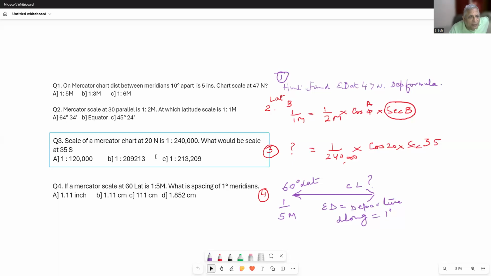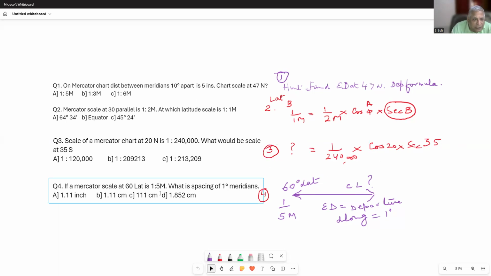Question number 3, the scale at one latitude is given. What will be the scale at the next latitude? So he wants to know the scale at B. Scale at A is given. Scale at A into cosine 20 into secant of the second latitude will give you the scale. I'm not using the calculator for you. I would like you to use your calculators and then find out, are you getting the correct answers or not? If not, go to the next slide and get your answers, which I'll show you in a moment from now.